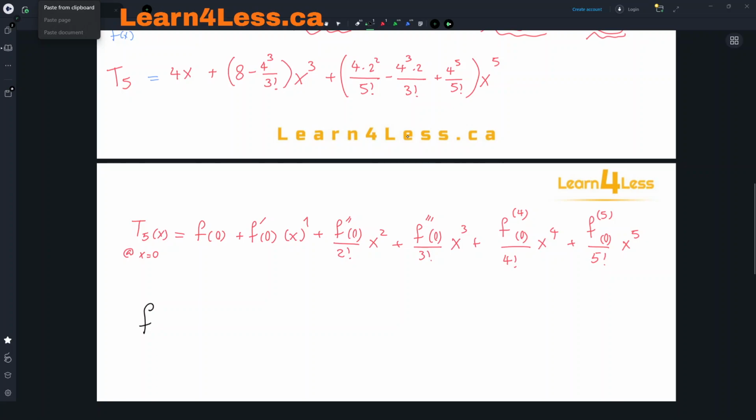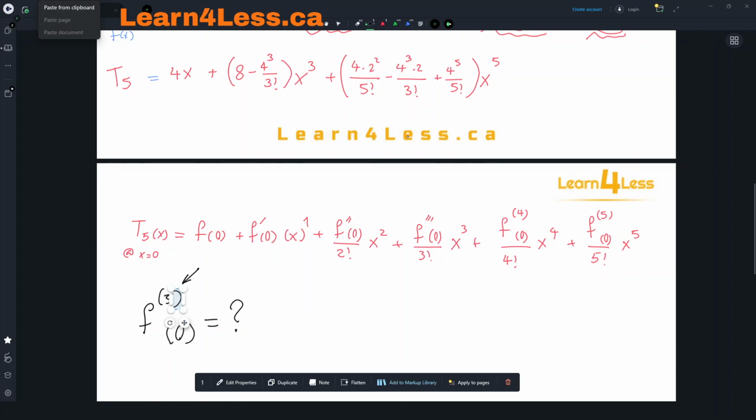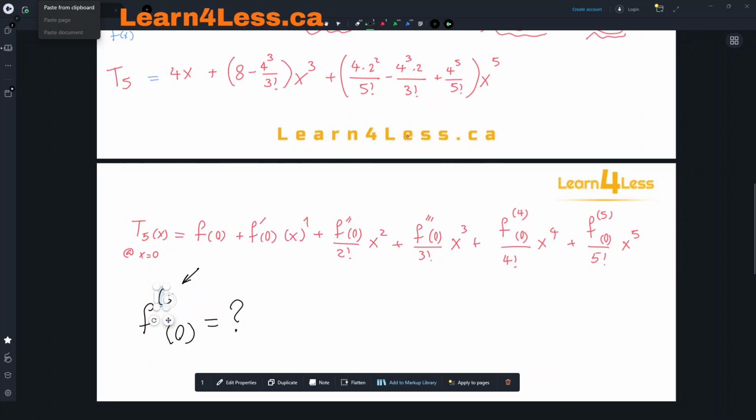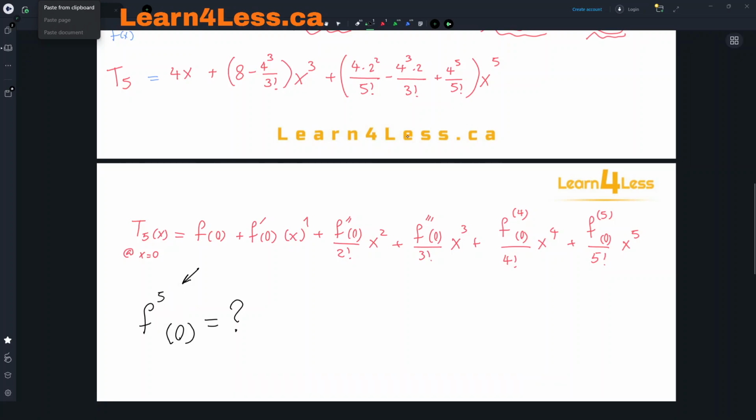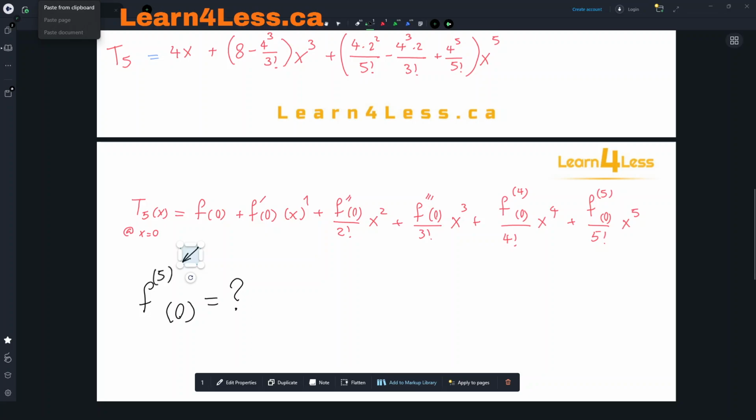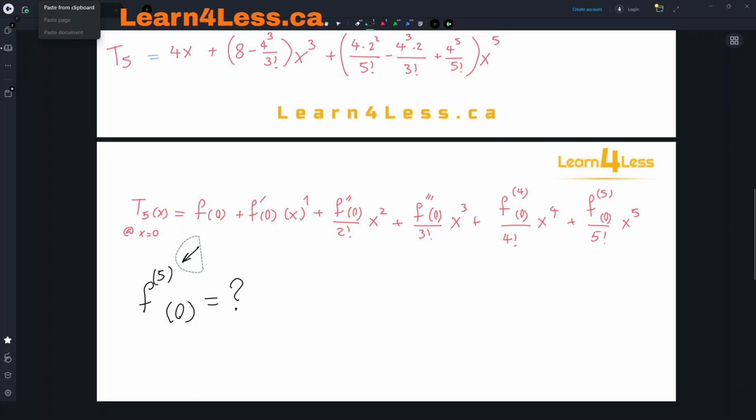So I'm looking for what? The fifth derivative of the function at 0. This is what I'm looking for. And if you don't put a bracket around this 5, it would be confused with the power 5. So the notation is, sorry, yeah, this is the power 5, and this is the fifth derivative. So that's the notation, be careful about that. So I'm finding the fifth derivative at 0.